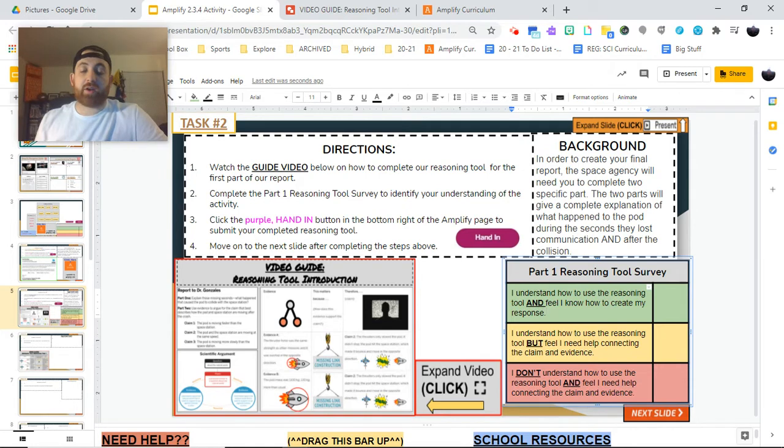Today we're going to be looking at how to create the first part of your report that you're going to be submitting to Dr. Gonzalez about what's going on with our space station and our pod up there in space. We're going to break down not only this slideshow, but how you're going to be working within our Amplify page. And then you will be completing a survey to point out, do we truly understand how to use the tools that we're about to explain? And do we know what to put in there?